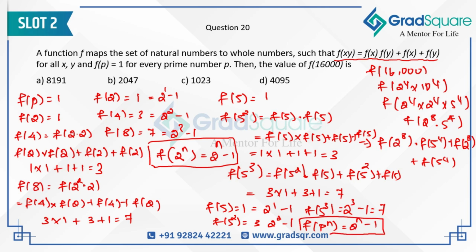So then I can straight away apply this in the final equation. F of 2 power 8 is 2 power 8 minus 1, which is going to be 255. And f of 5 power 4 is 2 power 4 minus 1, which is 15. So 15 into 255 plus 255 plus 15 is going to give me 4095 as the answer for this question, option D.